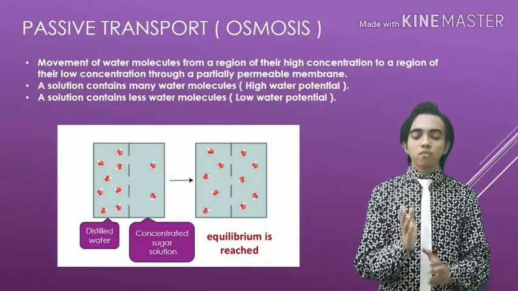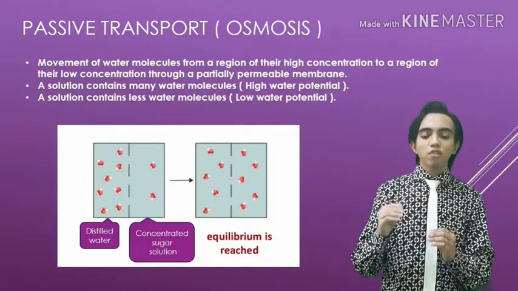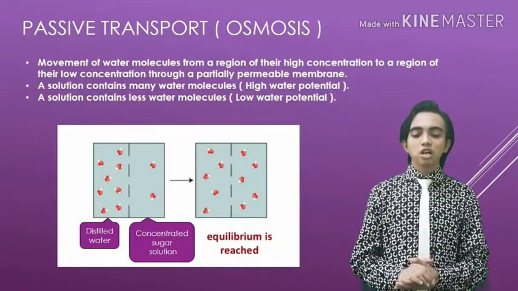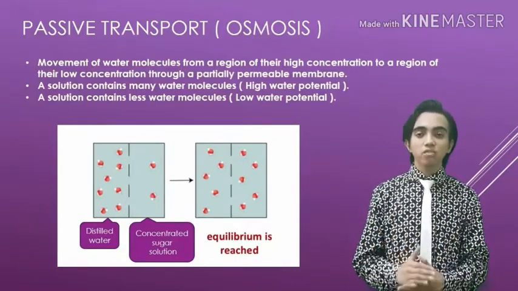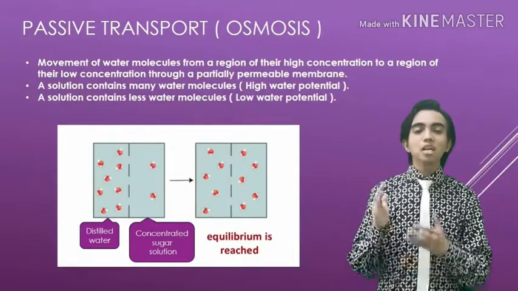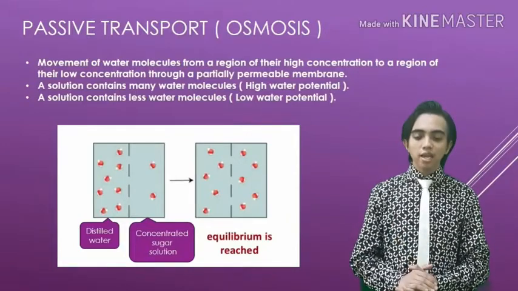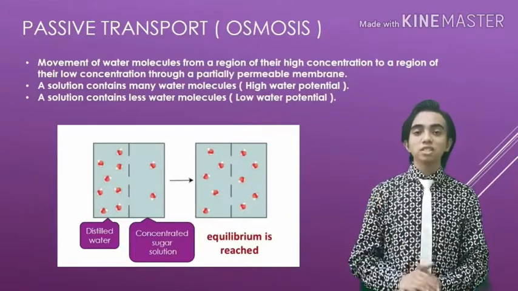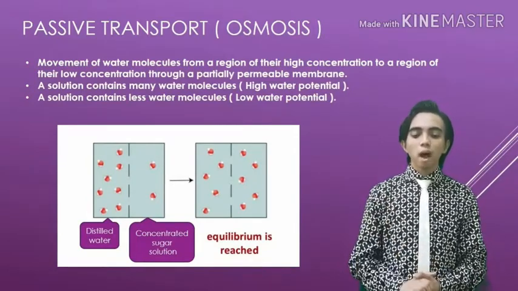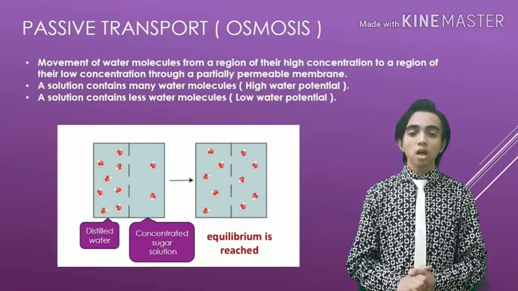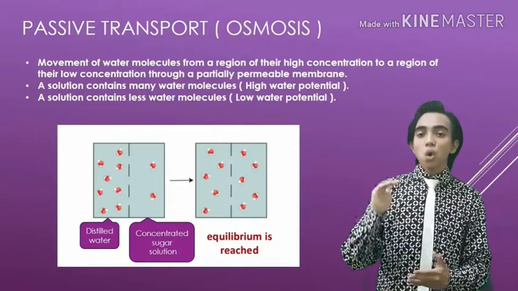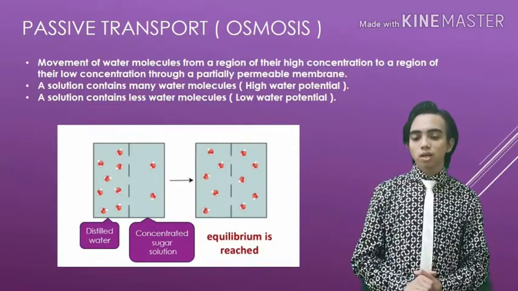The first side, the right side of the right beaker, contains distilled water, and the left side of the right beaker contains concentrated sugar solution. Distilled water has a high water potential, which means a high concentration of water, but the concentrated sugar solution has a low water potential, which means a low concentration of water.